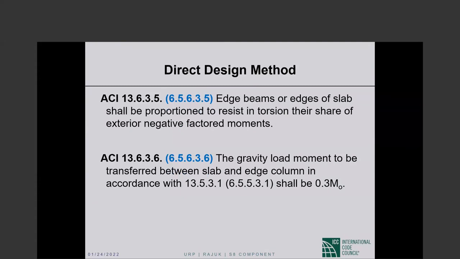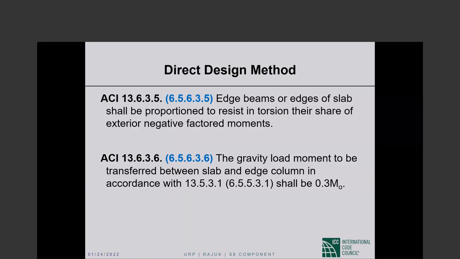So if the exterior support is a beam running in the transverse direction, the slab end moment that we are talking about, 26% of M sub 0, if there is an edge beam, that will cause torsion on the edge beam. Okay, and that's what we are talking about. Edge beams or edges of slab shall be proportioned to resist in torsion their share of exterior negative factored moment. Okay.